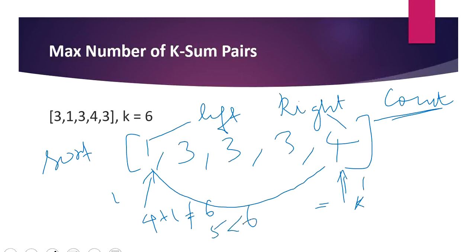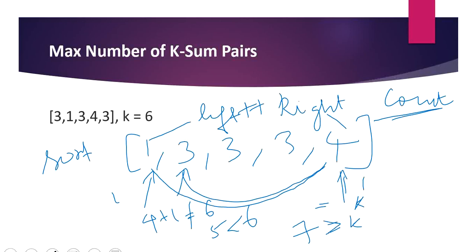In that case, we need a higher number to be added. So I'm moving the left pointer to the next index. That is, I'm going to increment left because I want a higher value. So it is moving on to the higher value. Now left and right add up: 3 plus 4, 7. 7 is not equal to k, so it is greater than k.